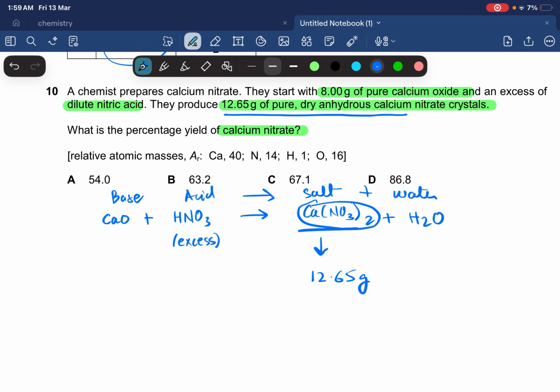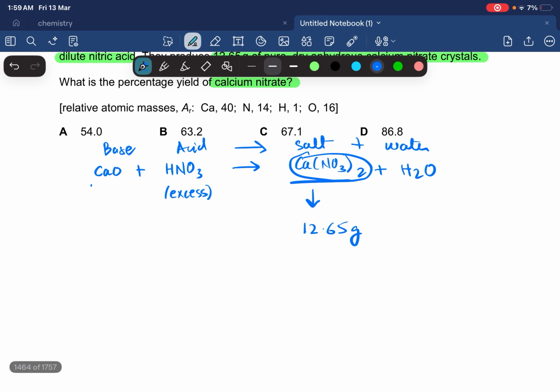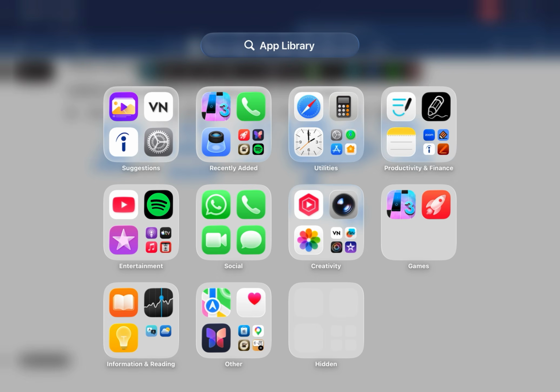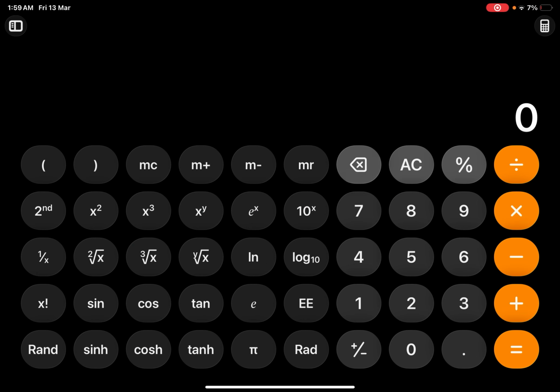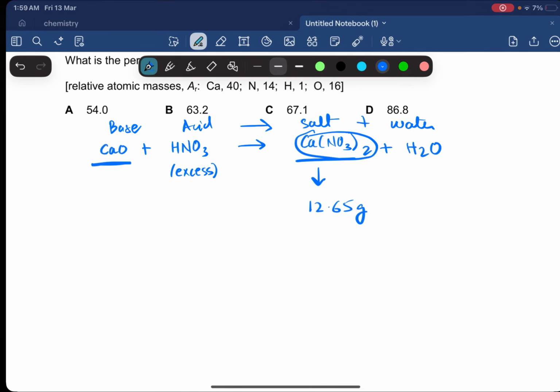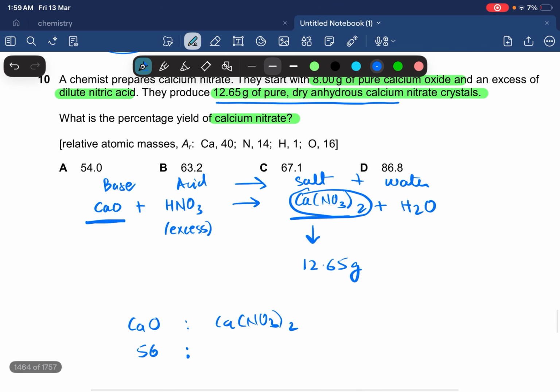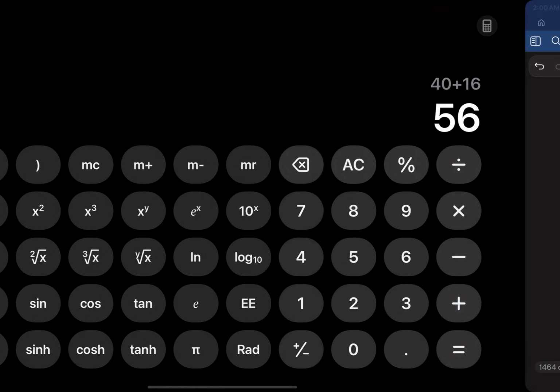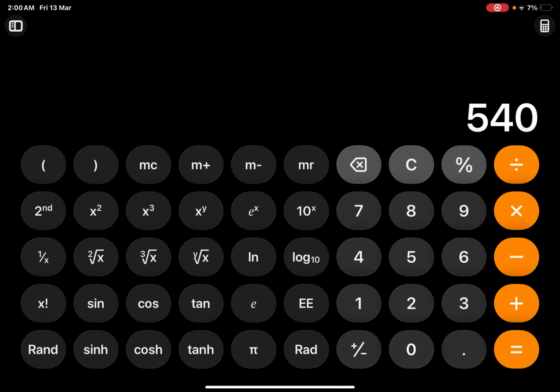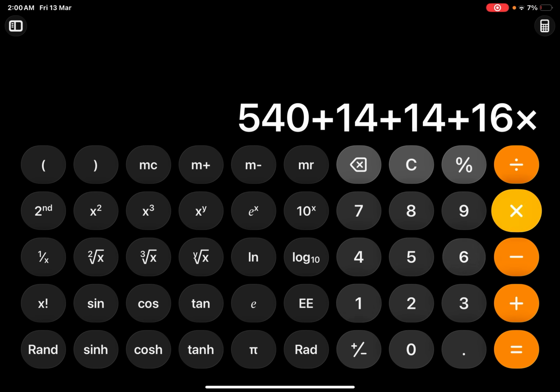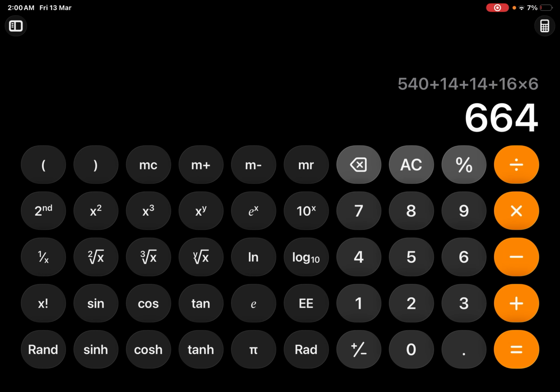Let's figure out. If we do the mass ratio, we know that 1 mole of this is going to have a mass of 40 plus 16, that gives me 56. So 1 mole of calcium oxide has a mass of 56 grams. 56 grams is going to give me calcium nitrate. 40 plus 14 plus 14 plus 16 plus 16, we have to do all of that.